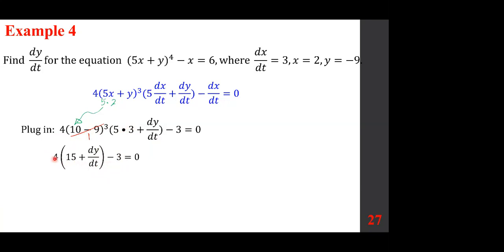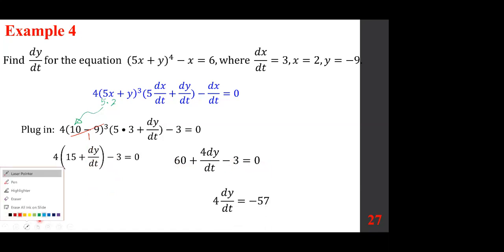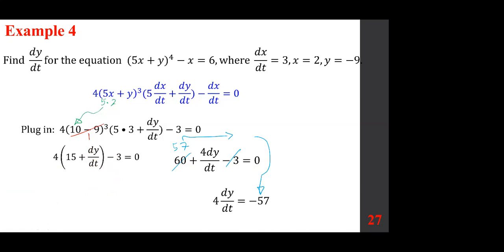Okay. So if we apply the 4, we get 60 plus 4 dy/dt minus 3. And 60 and -3, they add up to 57. So in case, class, let's just write 60 and negative 3, we can change it to 57, okay? Then you move the 57 to the right side, it results in negative 57. Divide both sides by 4, and you're done.